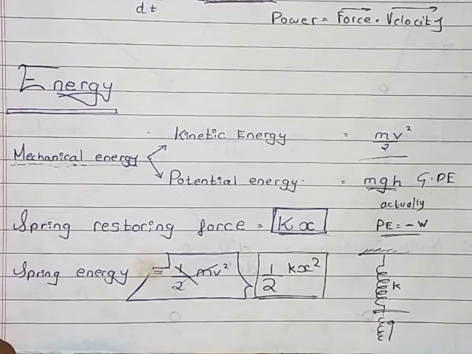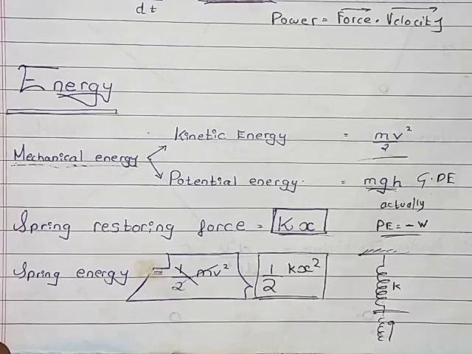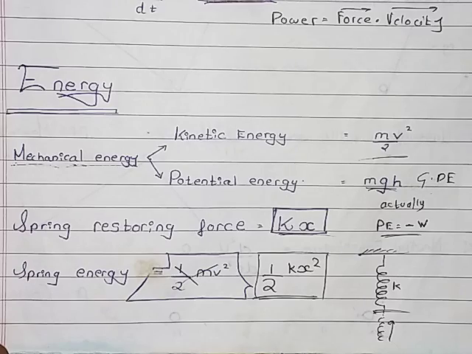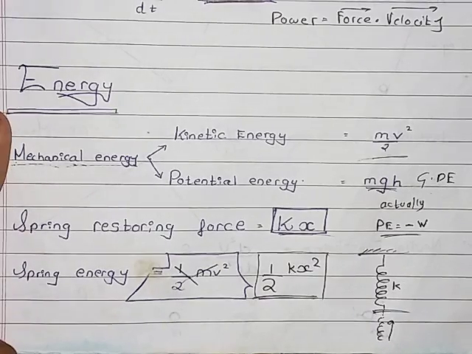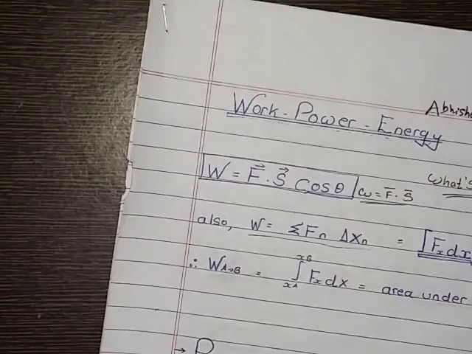I hope you know about the spring, of course. So the spring energy would be half kx squared instead of half mv squared. Remember the formula. I hope it's easy, related to half mv squared. I hope it's time to go to the next page.